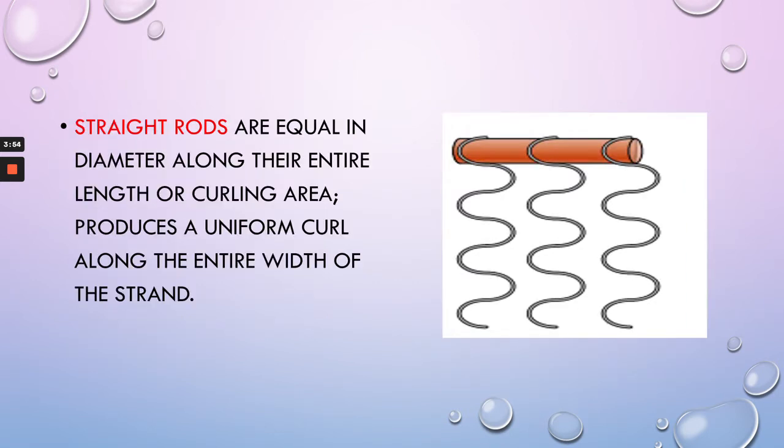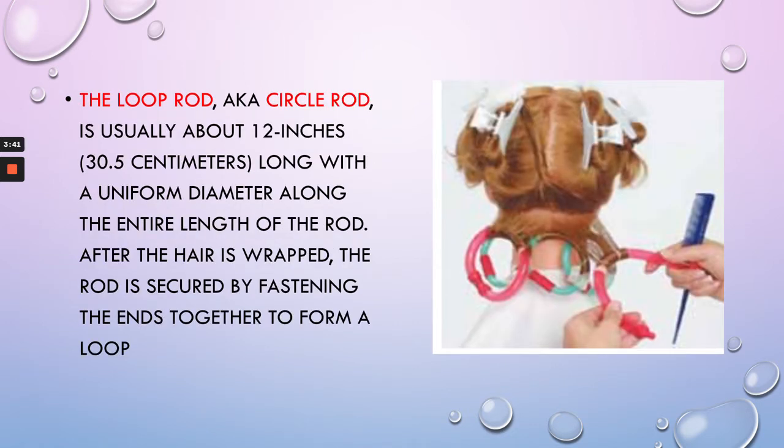Next, we have straight rods, which are equal in diameter along their entire length of the curling area and produce a uniform curl along the entire width of the strand. All the curls are the same. Next, we have the loop rod, also known as the circle rod, which is usually about 12 inches long with a uniform diameter along the entire length of the rod. After the hair is wrapped, the rod is secured by fastening the ends together to form a loop.